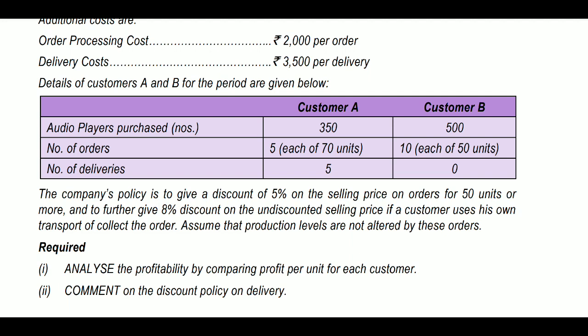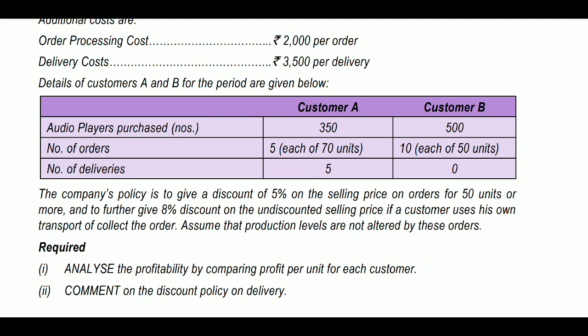Number of deliveries were provided. For this we have delivery cost 3500 into 5. 3500 into 5 will be 17500. It is only for customer A, because maybe the reason is they are purchasing less, so we are collecting the delivery charges.